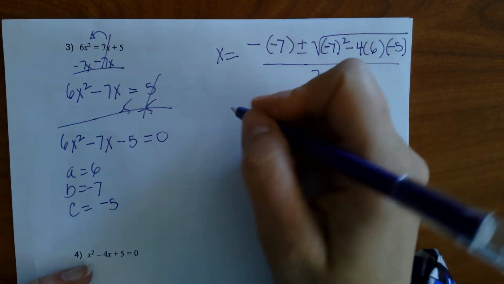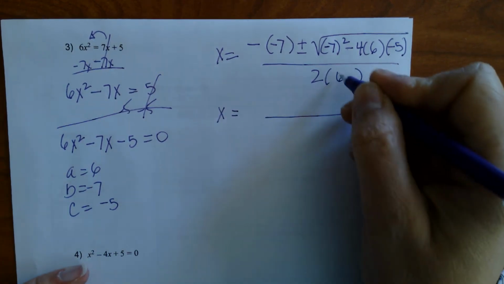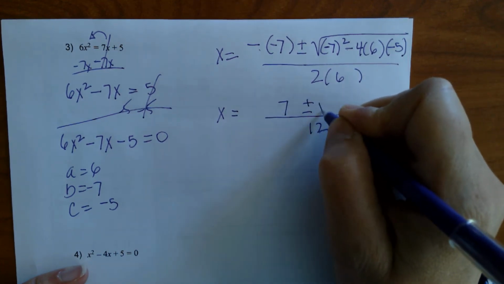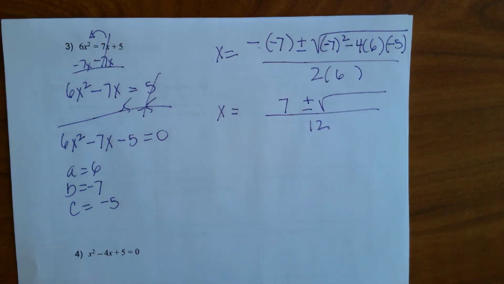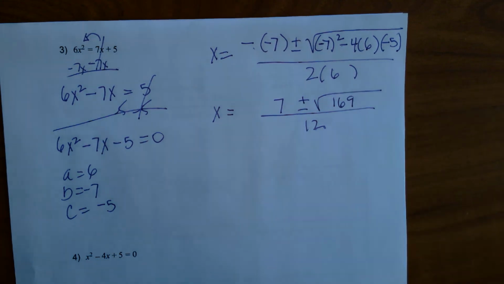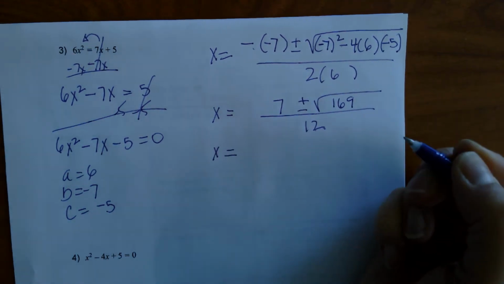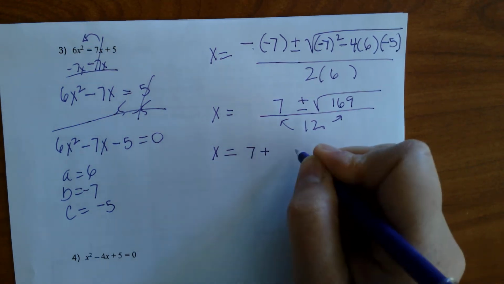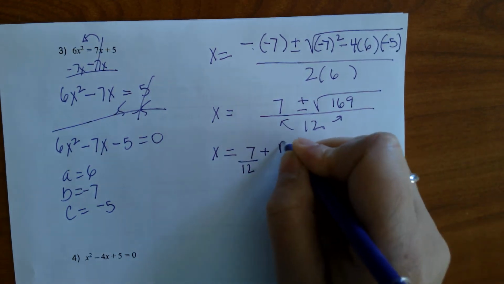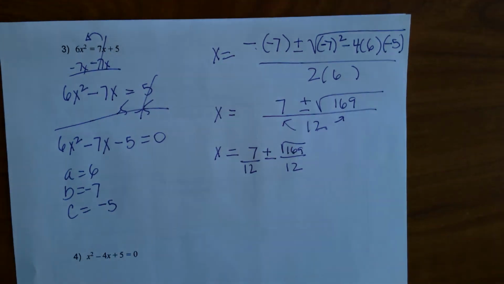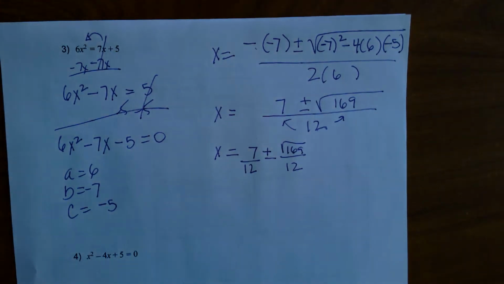Now we're ready to simplify. X equals 2 times 6 is 12. Yes, that becomes a positive. Plus or minus, what's inside the square root? 169. Cool. X equals, let's give the 12 to everybody. So this is going to be 7 over 12 plus the square root of 169 over 12, or minus. So I separated both of those.